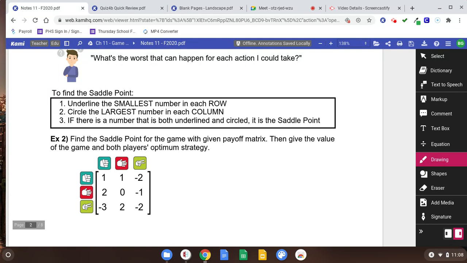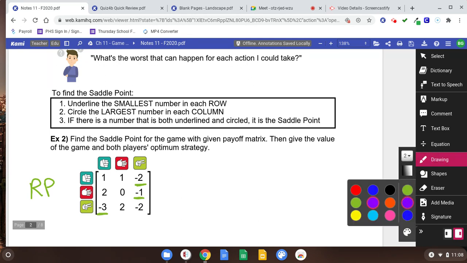If you look at the row player, look at if he plays row 1. What's the worst thing that could happen if he plays row 1? We'll lose 2. If he plays row 2, what's the worst that can happen? Lose 1. And if he plays row 3, the worst that can happen is lose 3. Now we look at the column player. It says circle the largest number in each column. Column player likes small numbers, so the worst thing that can happen is the large numbers.